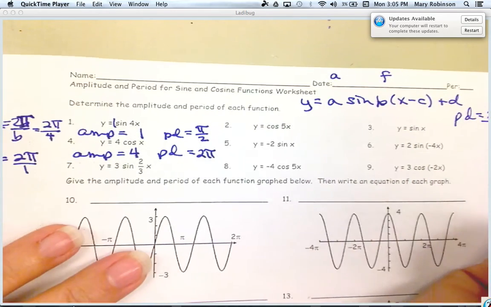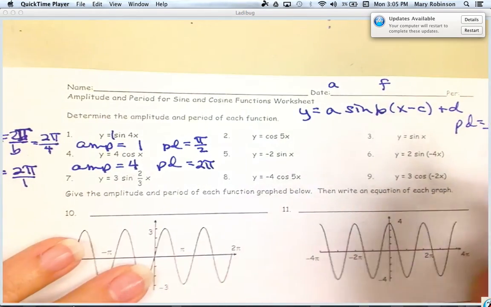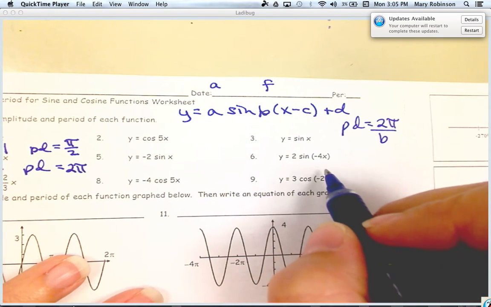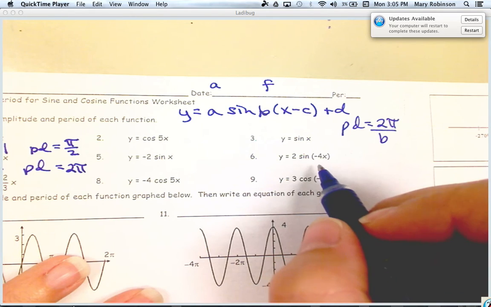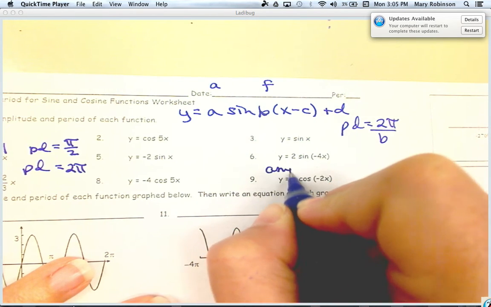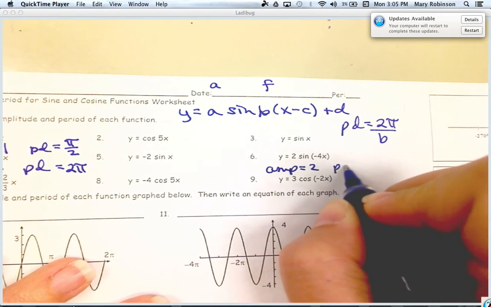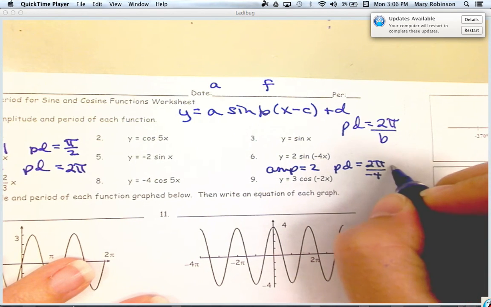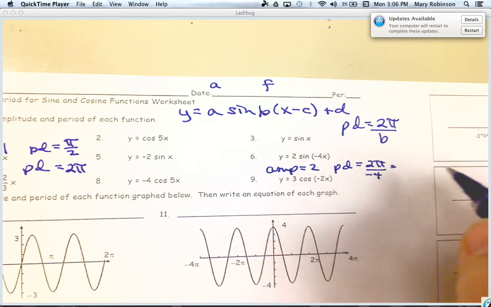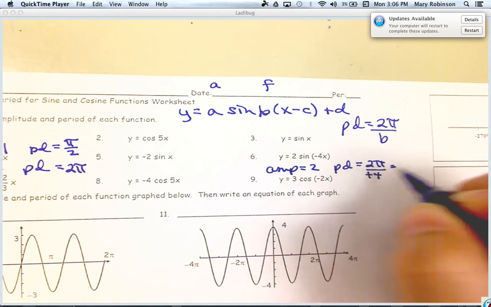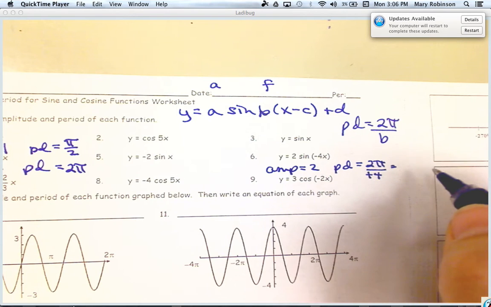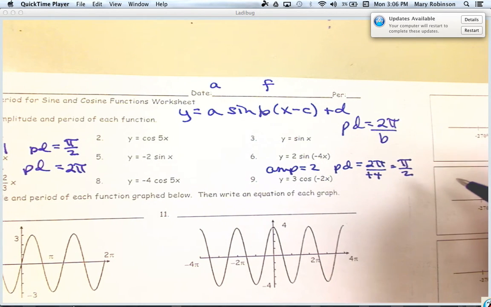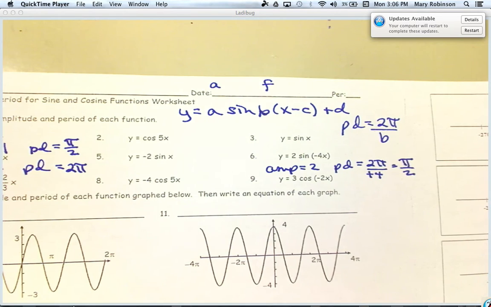And then I'll do one with the negative value. I'll do number 6. The reason why number 6 has parentheses here is because without the parentheses it would look like minus 4x. So your amplitude is going to be 2 here, while your period will be 2 pi over negative 4, or we should say the absolute value of that. So don't even worry about the negative. That just causes a reflection, and that'll be pi over 2. We'll talk about those reflections tomorrow too. So pi over 2 for that period.